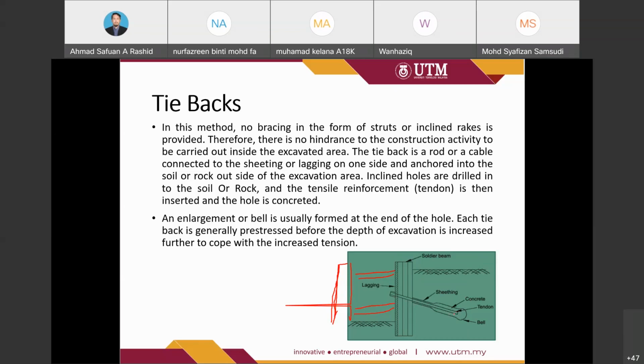Then make sure that the concrete has hardened. Then they will apply a tension force to make sure that this system makes good contact with the tie back system.